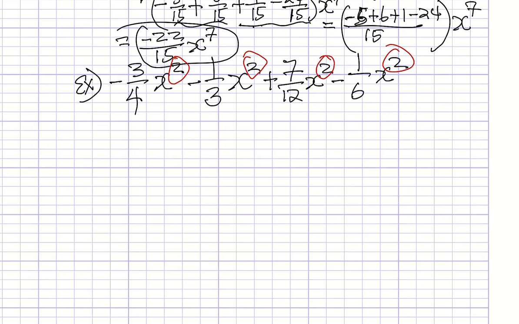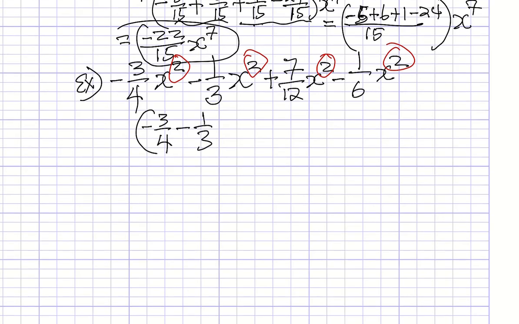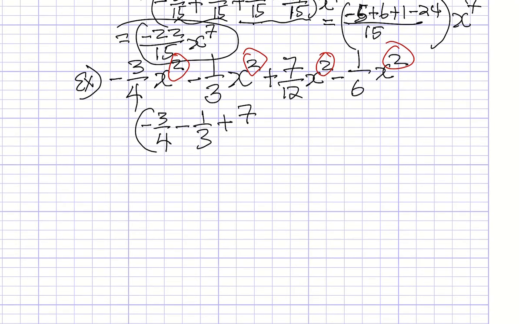So you pull out the variable like this, minus 3 over 4 minus 1 over 3 plus 7 over 12, sorry, minus 1 over 6. You see it, right? Pull it out, and then you have x raised to the power 2. So what we did in the other problem is what we're going to do here. We're going to try to put the denominator to 12. So we use our usual trick.